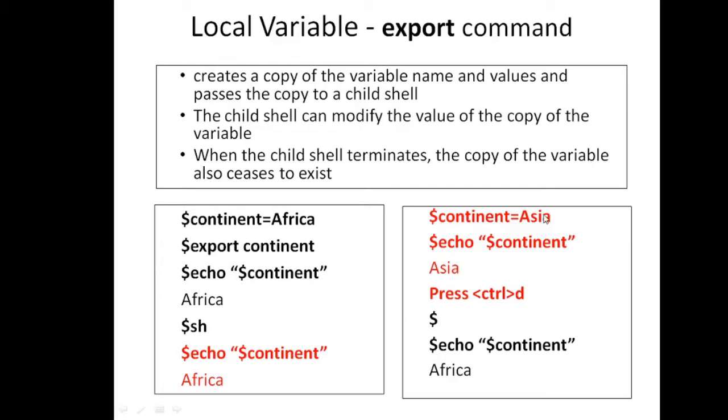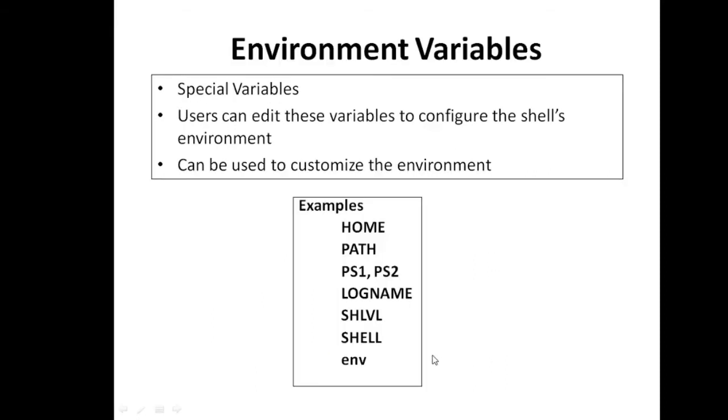Now I just change that value. Continent is equal to Asia, and I'm printing that and I give a Control D. The parent shell will retain the previous value declared by it, not the value declared by the child shell. So it is a one-way communication. From the parent shell, you can copy a variable and its name and its value to the child shell. Whereas the child shell's changes cannot affect the parent shell.